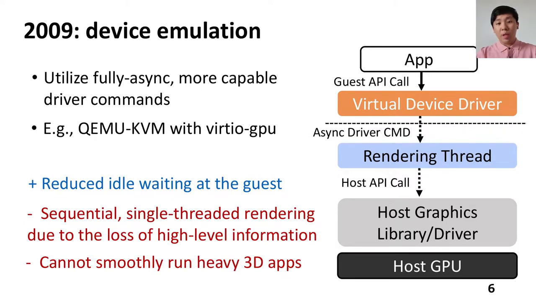To address the problem, instead of sending synchronous API calls to the host, fully async and more capable driver commands are utilized. Such commands resemble those of a real GPU driver, and thus this technique is called device emulation. Device emulation effectively addresses the problem of idle waiting, but unfortunately falls back to sequential execution of the commands in a single rendering thread, as high-level OS abstractions like threads and windows are lost during the transition from high-level APIs to low-level driver commands. It's a step forward nonetheless, because it can now smoothly run common apps, but still not those heavy 3D apps like modern games and AR/VR.